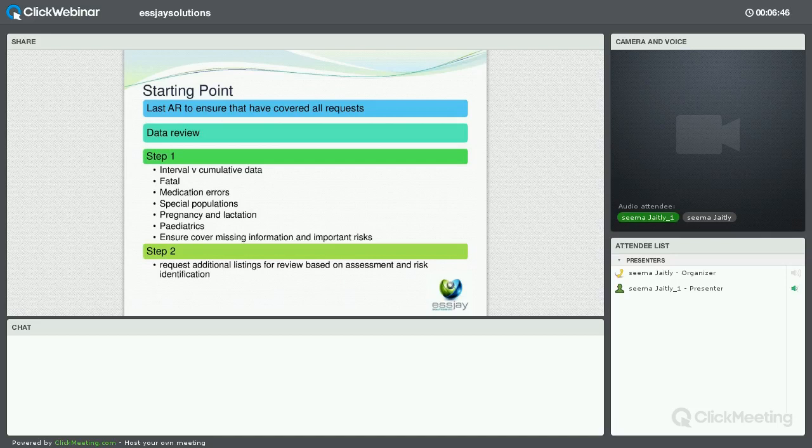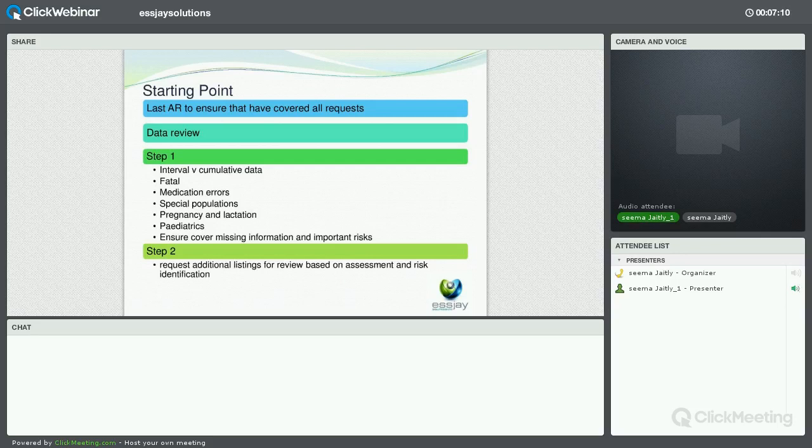And you may need to then look at what further searches you might need to do on your database to ensure that those requests are fulfilled. You would then look at the data, and step one, I think, is really looking at your interval versus cumulative data, and we'll come on to that in a little while. But then you will have your other outputs as well.